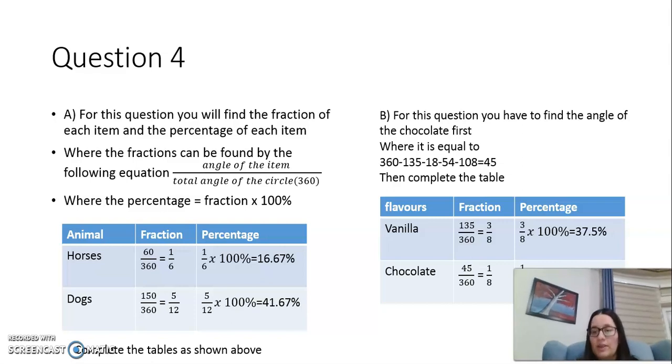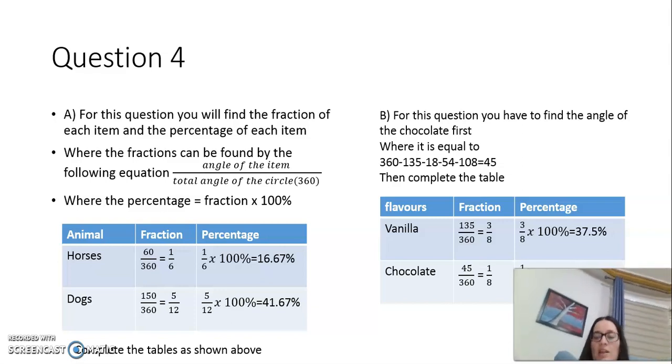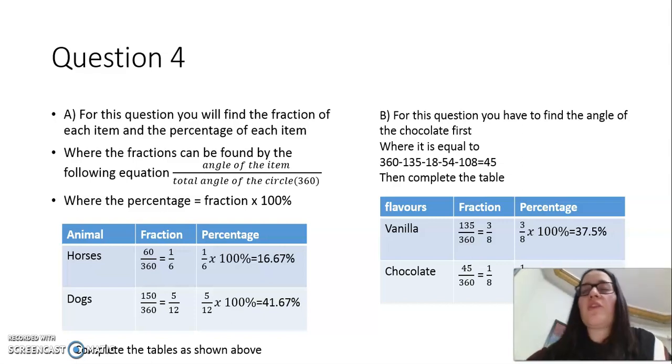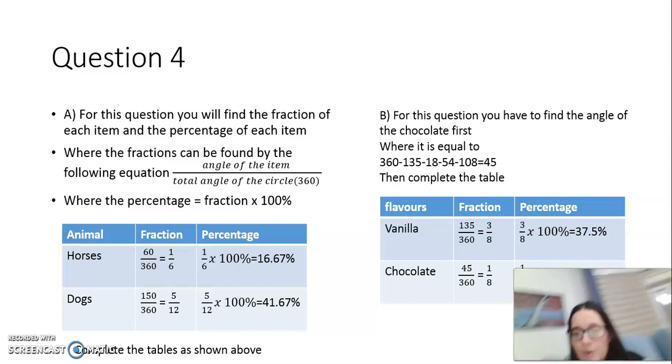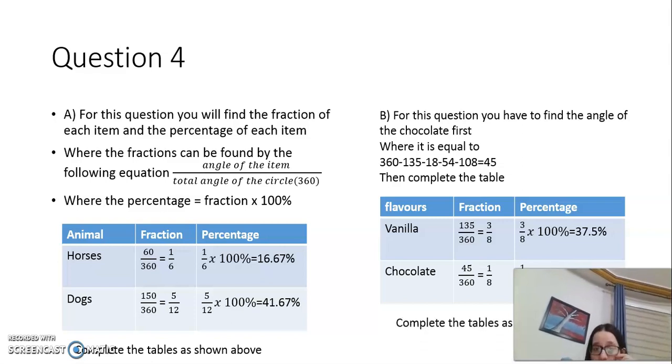Now we are going to use the same method as in A to find the fraction and the percentage. The vanilla fraction will be 135, which is the angle of the vanilla, divided by 360, which is the angle of the circle. If you simplify it, you're going to get 3 out of 8. So 3 out of 8, which is the fraction, we're going to time it by 100% to get the percentage, which is 37.5. The chocolate, the same, 45 divided by 360, which is 1 out of 8. If we simplify it, then to find the percentage, 1 out of 8 times 100% equals 12.5%. Now please complete the tables using the same equations and rules.